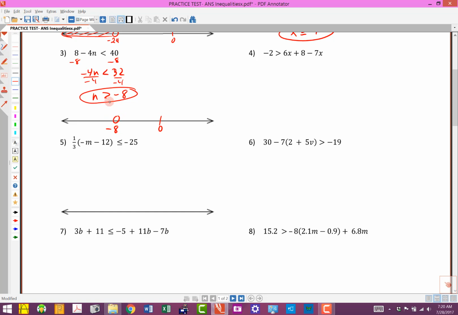We're going to circle that. Again, we're not going to fill it in. But the n's that are the answers to this inequality have to be greater than negative 8. So if they're greater than negative 8, then they're on this side, they're on the right.